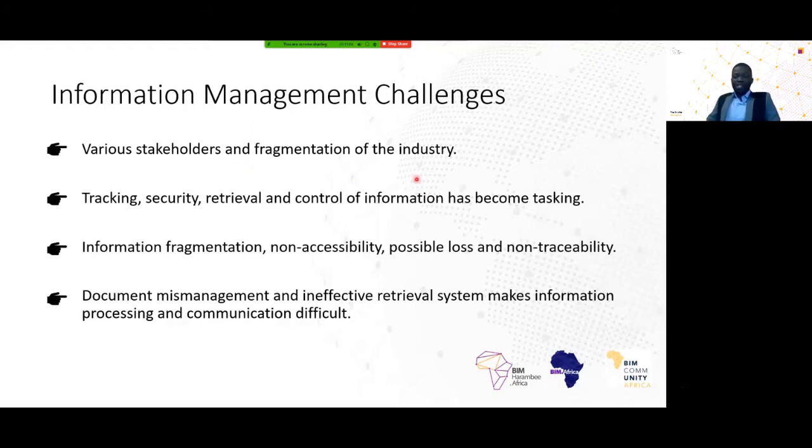This fragmentation of the industry has equally resulted in complexity in the document management system, caused by having difficulty in tracking, in securing, in retrieving, and also in the control of information that are being shared among the construction professionals. As there is increase in the production of documents and its distribution channel in the industry, there has been a challenge of information fragmentation, non-accessibility, possible loss of information, as well as non-traceability of this information being shared. Also, document mismanagement and ineffective retrieval system has made information processing and communication difficult, and this can lead to dispute among the project team. Therefore, for productivity to be increased in the construction industry, there is a need for a drive to make information management more efficient.